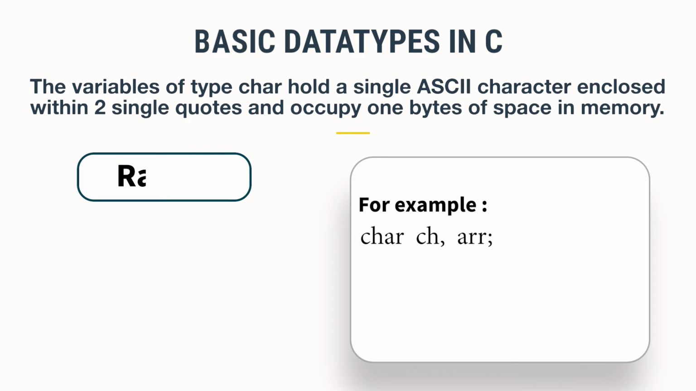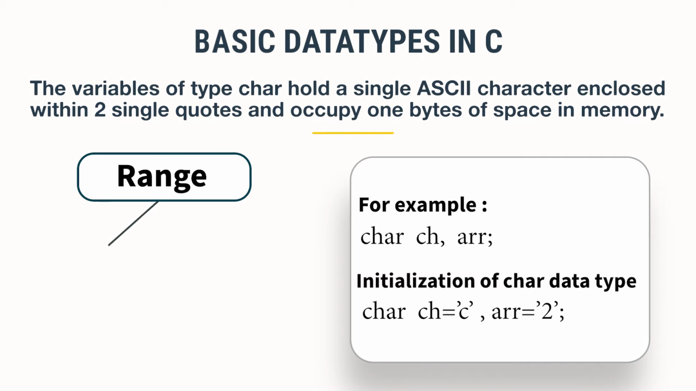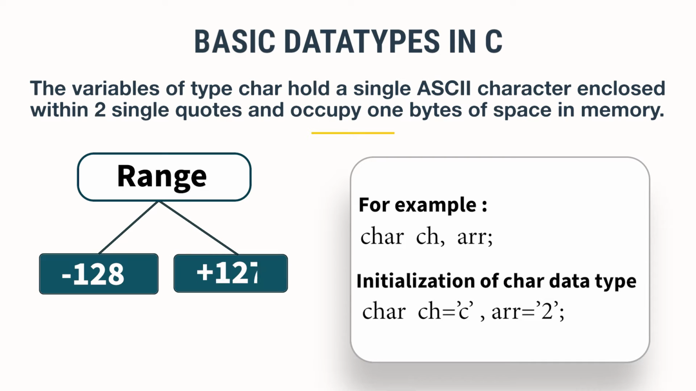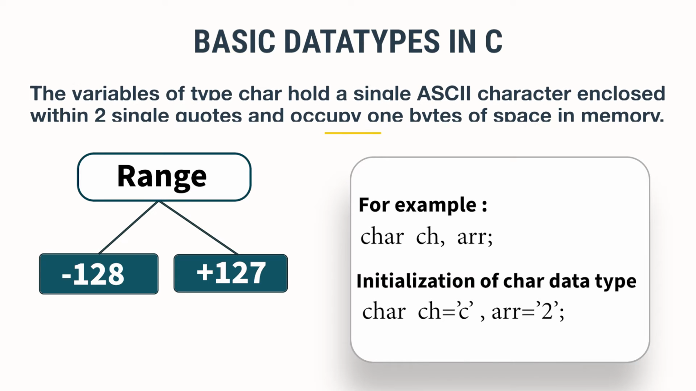Next, the variables of type char hold a single ASCII character, that contains numbers from 0 to 9, small and capital letters A to Z, and some special characters, including single quotes, and occupies 1 byte of memory space. It ranges from -128 to +127.